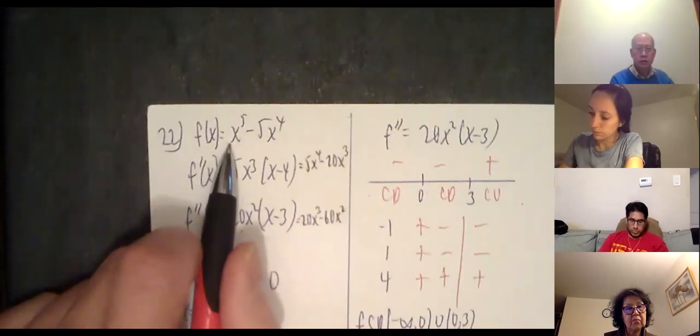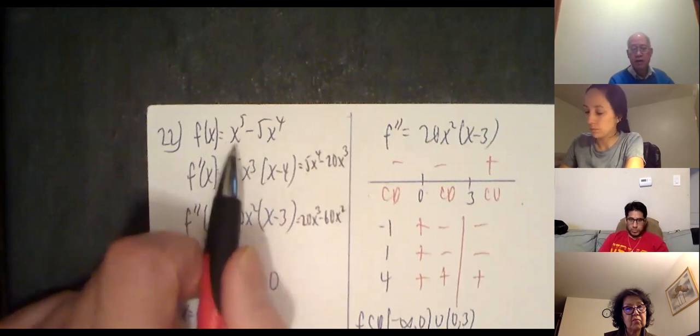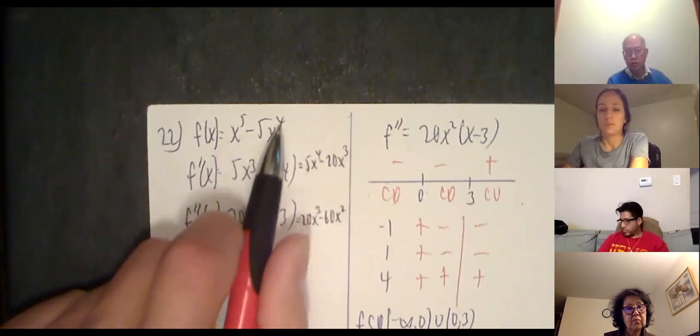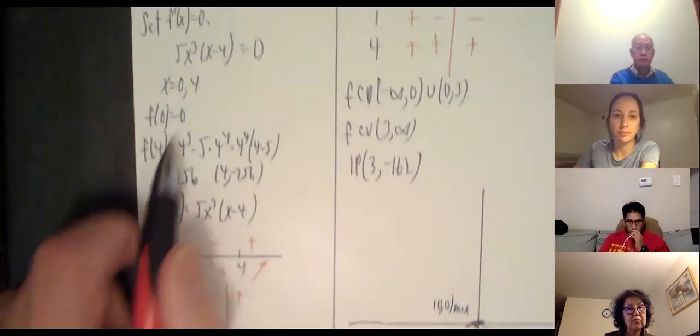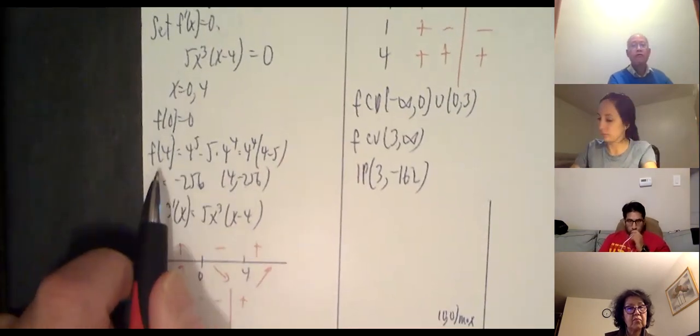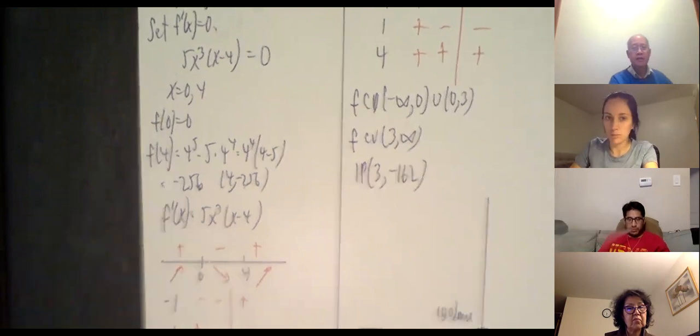Okay, what do you get when you plug in 0? 0. 0 to the 5th power is 0. 0 to the 4th power is 0. 5 times 0 is 0. 0 minus 0 is 0. So 0, 0. 4, however, is really not nice.